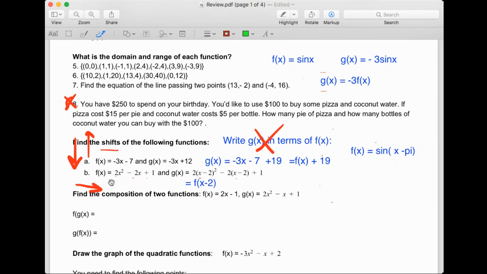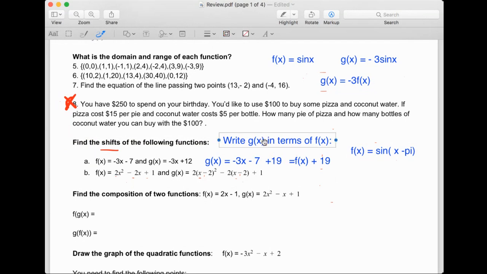So there are two kinds of shifts, vertical shifts and horizontal shifts, and each one has two directions: up or down for vertical shift, and left and right for horizontal shift. The first one is a vertical shift, up 19 units. The second one is a horizontal shift, to the right 2 units. If this were plus 2, that means shift to the left 2 units.